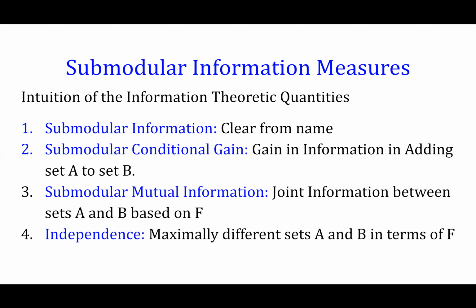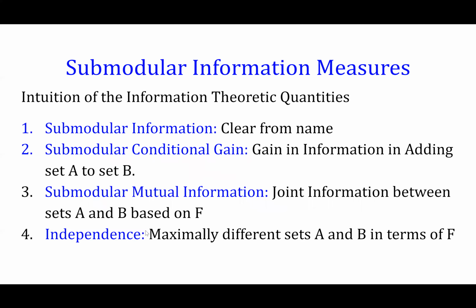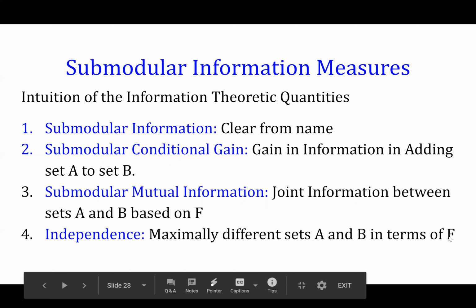So what's the intuition of this? Submodular information is clear from the name. The submodular conditional gain is the gain in information of adding a set A to a given set B. The submodular mutual information is in some sense the joint information between sets A and B, so it's essentially how similar A and B are, or the joint information that both of them contain. And finally, independence is essentially the notion of minimal mutual information, or minimal joint information, between two sets. So these are two maximally different sets based on f.